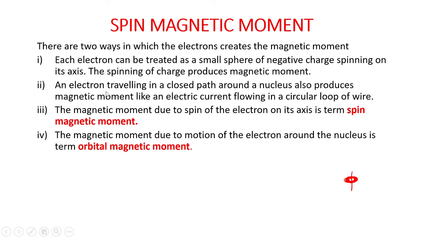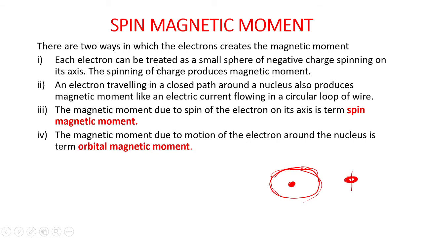Next, an electron traveling in a closed path around a nucleus also produces a magnetic moment, like the electric current flowing in a circular loop of wire. That means this is the nucleus and the electron moves around the nucleus in a circular orbit. The magnetic moment produced due to this movement of the electron in a circular loop is called the orbital magnetic moment.